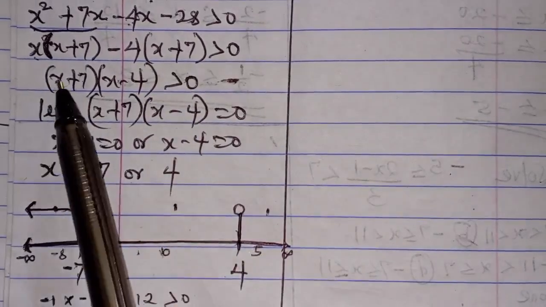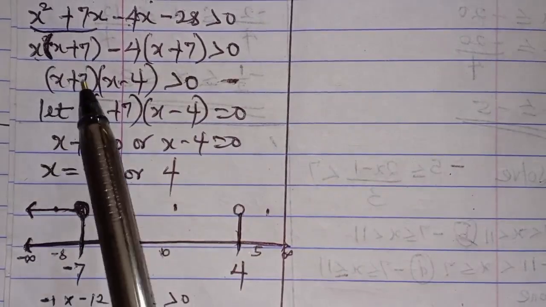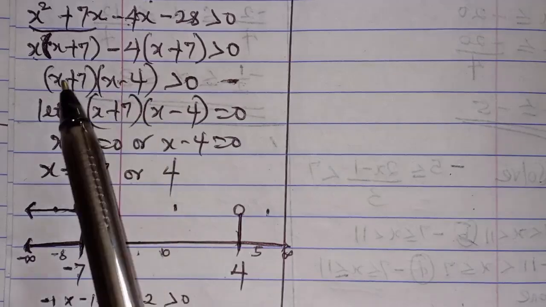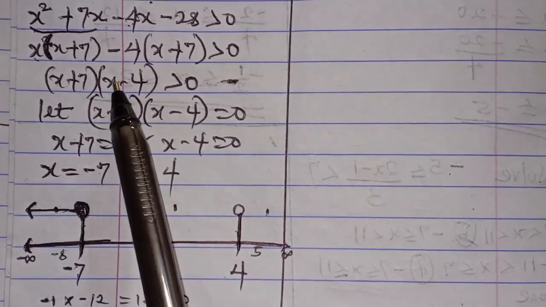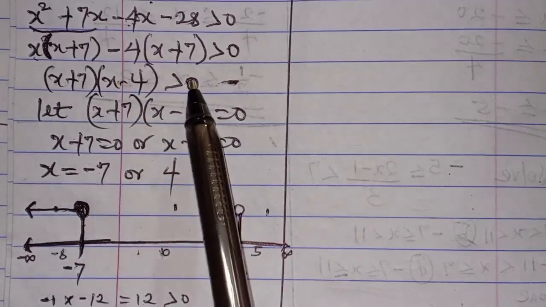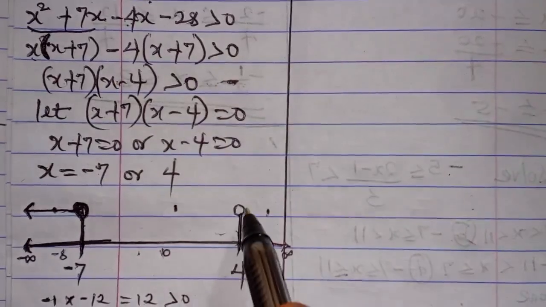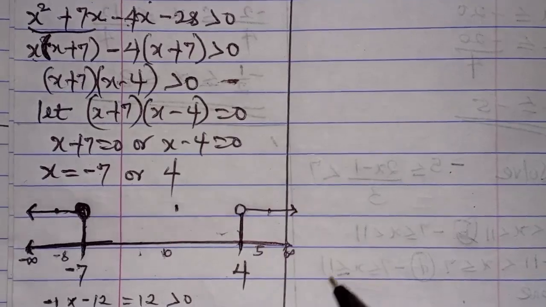If I plug in 5 here, this will be 12. Plug in 5 here, this will be 1. 12 times 1 is 12. It is positive, and it is greater than 0. Of course, this region will also satisfy the inequality.